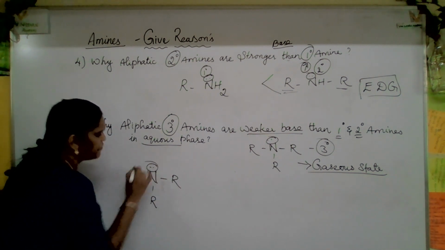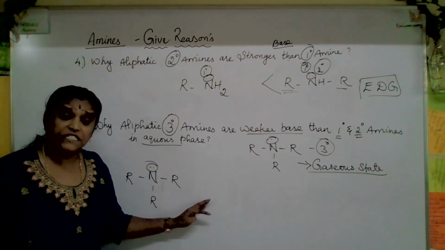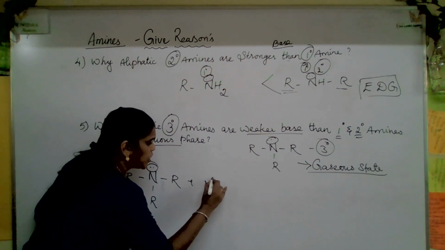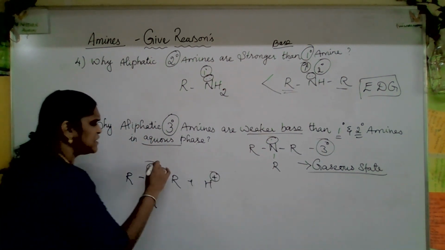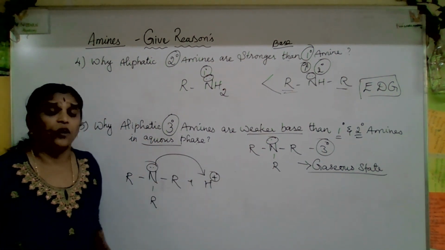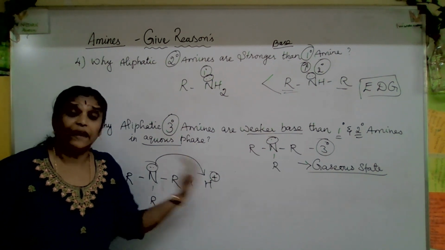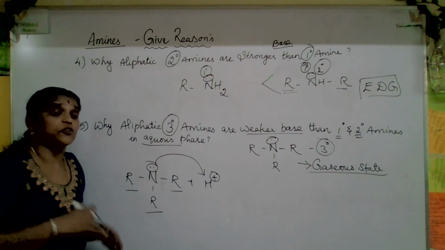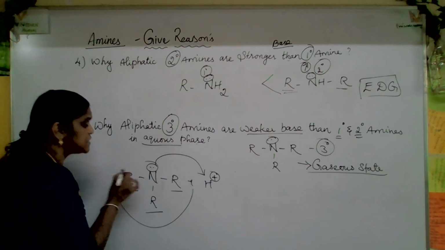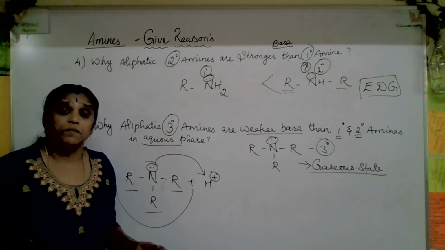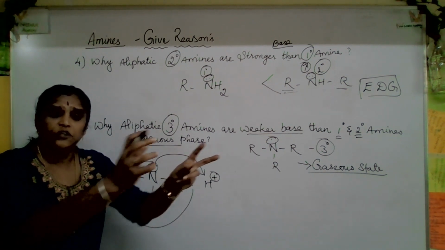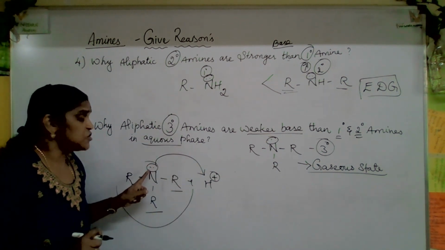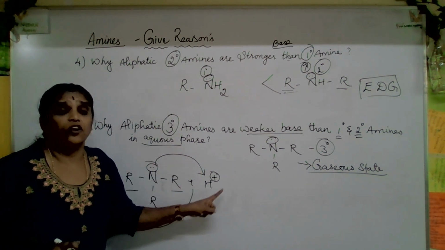So here the lone pair of electrons has to be donated to the proton. But it cannot donate to the proton. Why can it not donate to the proton? Because three bulkier groups, three soldiers, are around that central atom. So that means it cannot donate. Three soldiers are pulling, so naturally it cannot donate that electron to that proton.